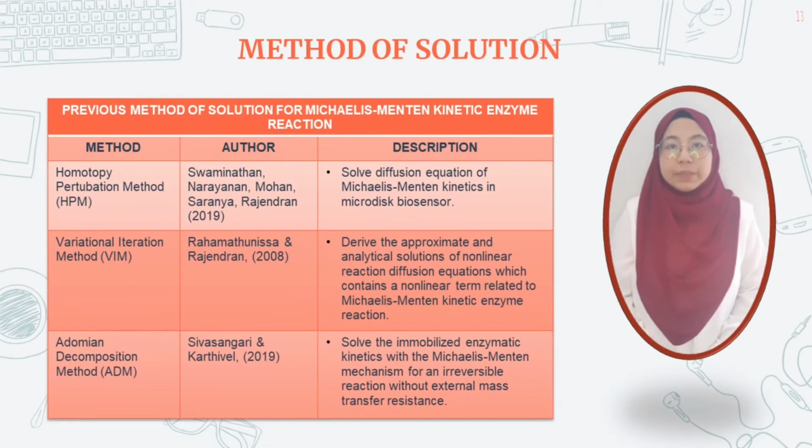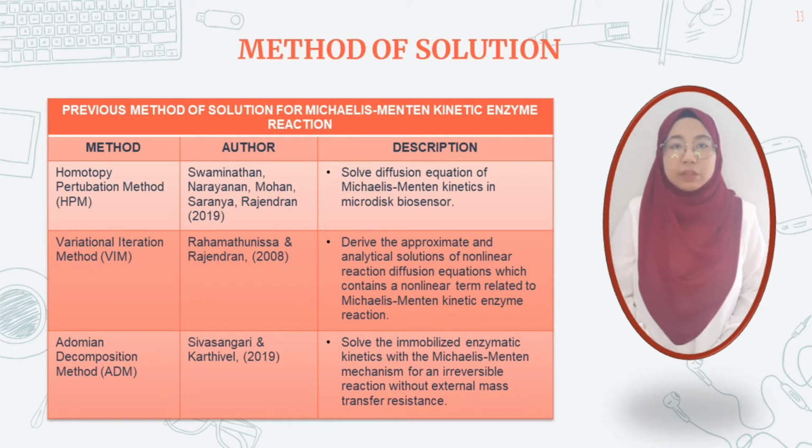Next is the previous methods of solution for Michaelis Menten Kinetic Enzyme reaction. In 2019, Swaminathan, Narayanan, Mohan, Saranya, and Rajendran used Homotopy Perturbation Method to solve the diffusion equation of Michaelis Menten kinetics in a macrodisc biosensor. Rahman, Tunisa and Rajendran in 2008 used Variational Iteration Method to derive the approximate and analytical solutions of nonlinear reaction diffusion equations, which contain a nonlinear term related to Michaelis Menten Kinetic Enzyme reaction.